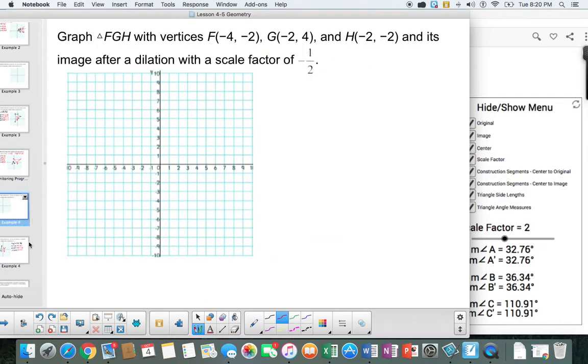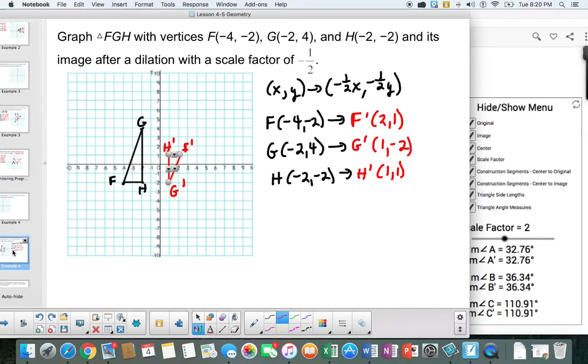Okay, your turn. Go ahead and try the problem and then resume the screencast. And here's the answer. Notice that it is a reduction, and notice again it is a rotation here. Let's get this cleaned up here. There we go.